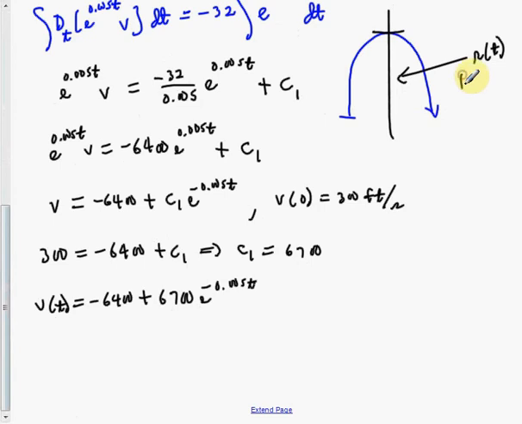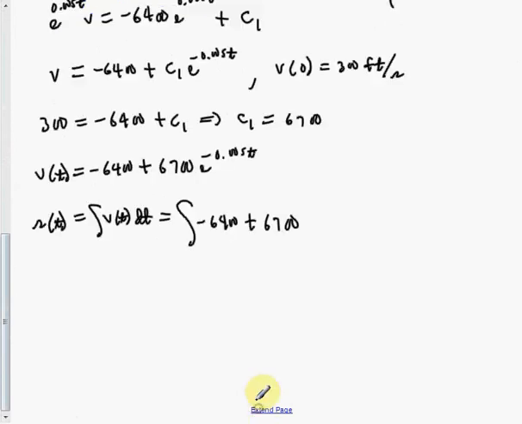Well, we're trying to calculate the height. Call it S of t, the height at some time t. We want to get that maximum, right? Well, to get this function s, or the position vector, that comes off of the velocity. So if I integrate the velocity, I get the position vector. Right? So s of t is equal to the integral of v(t) dt, which is the integral of negative 6400 plus 6700 times e to the negative 0.005t dt.